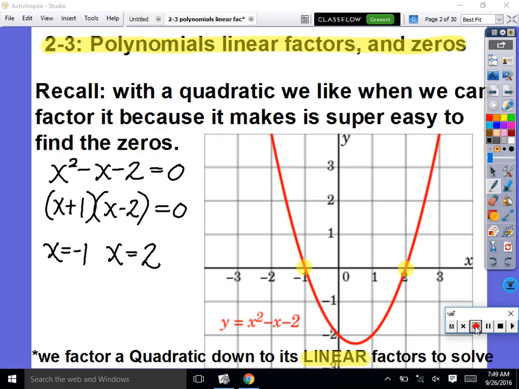And that's where it crosses the x-axis. Correct, everybody? That's what solutions are. That's what zeros are, is where it's crossing the x-axis. And once again, we factor a quadratic down to its linear factors. These are degree 1.